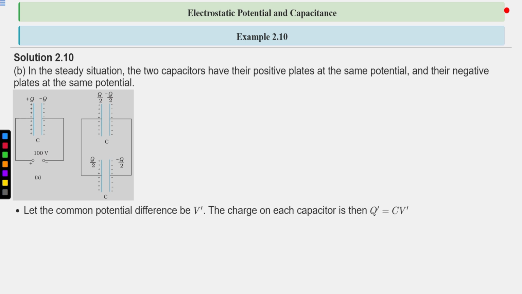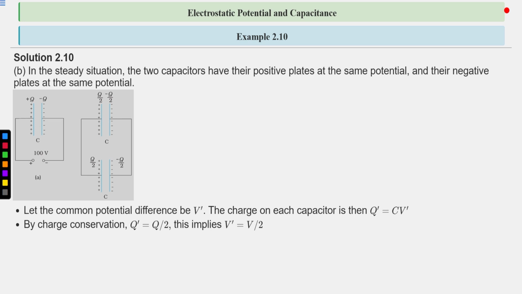Let the common potential be V dash. Now charge will start flowing from this capacitor to this one until the static condition is attained. The common potential after connecting both will be V dash. The charge on each capacitor will be Q dash equal to CV dash. Now the charge will change on both capacitors because there is a distribution of charge among both the capacitors.